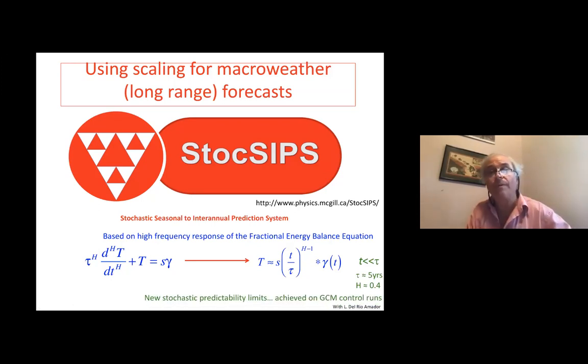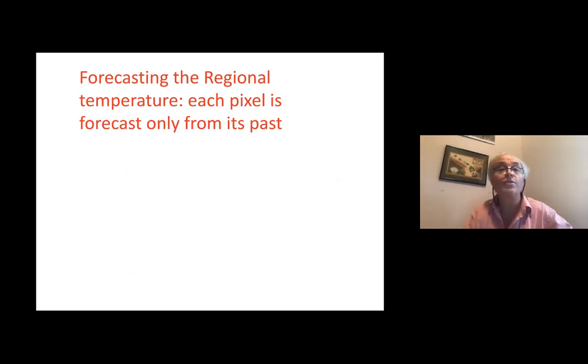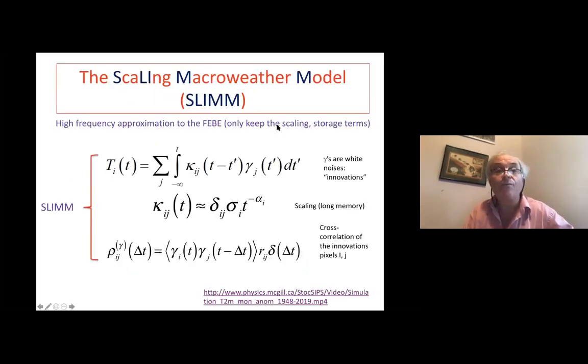Okay, so you can, in fact, predict GCM control runs very well with this. So wait a minute, I skipped the regional forecasting. I'll give you the regional forecasting momentarily. I just wanted to show you the basic equations.